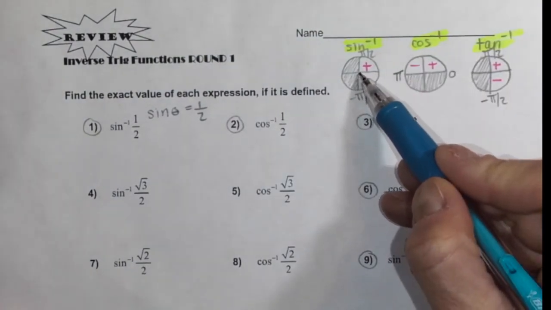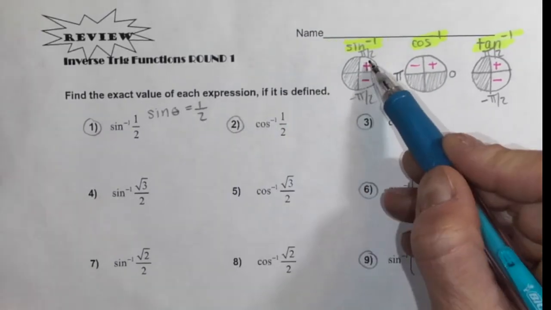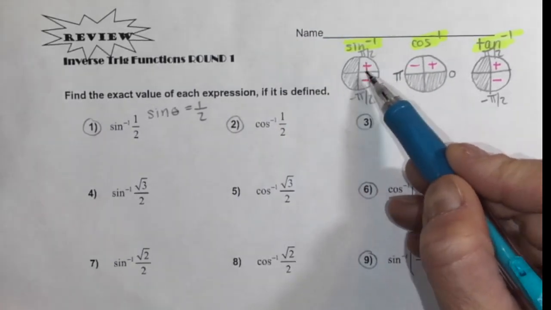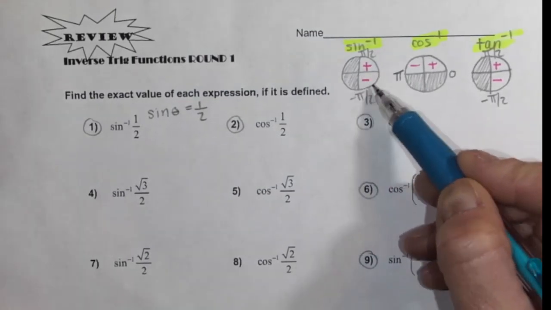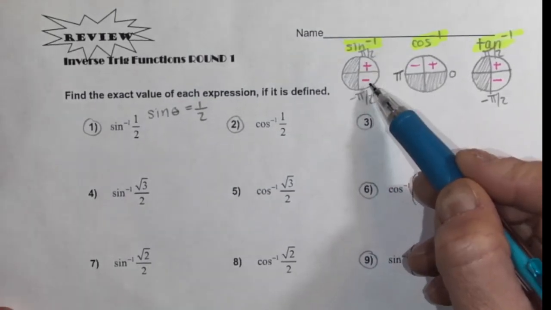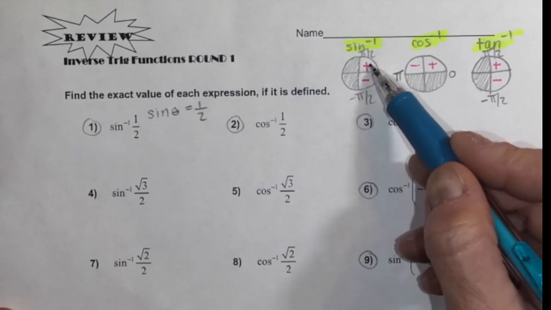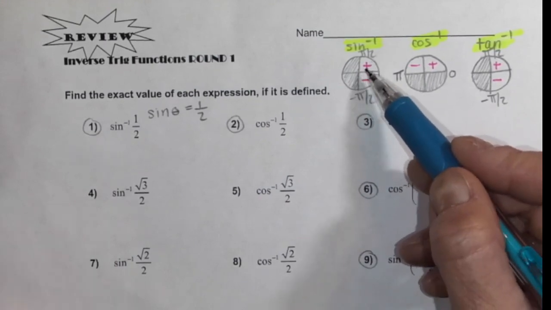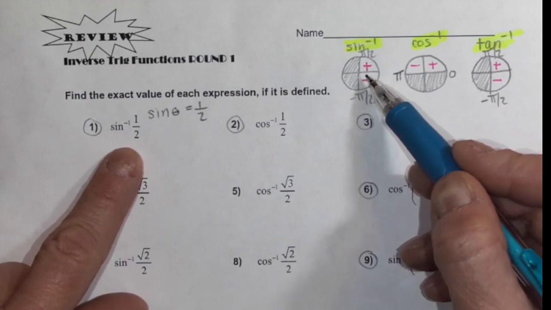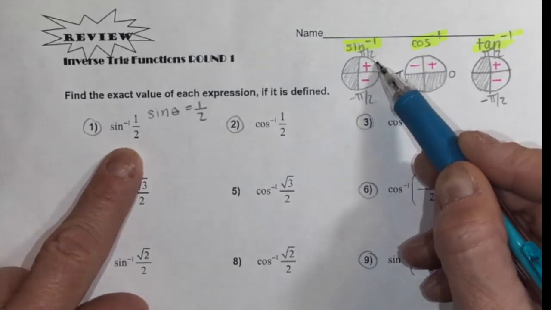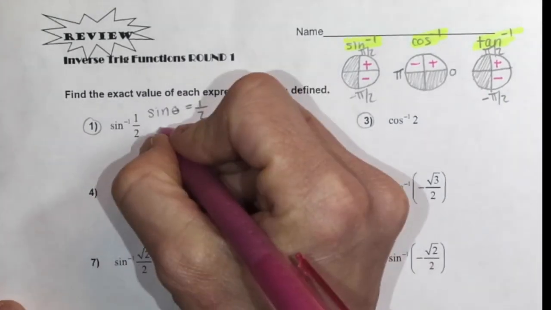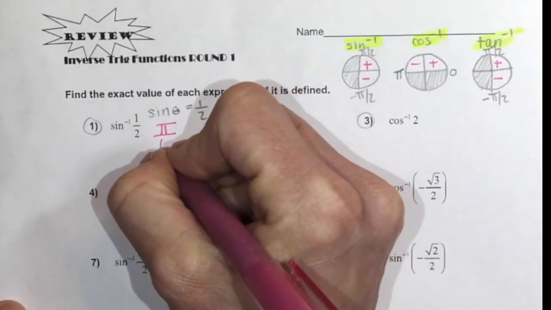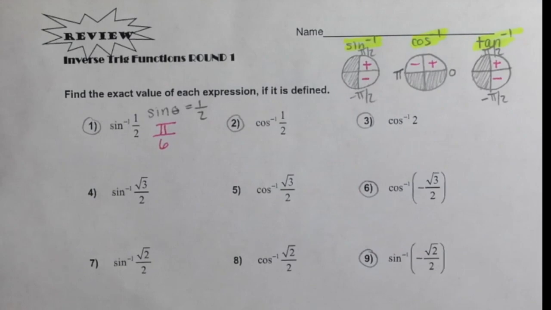And typically, sine is positive in the first and second quadrants. So it'd be pi over 6 and 5 pi over 6, but we're only concerned with sine inverse being in the fourth and first. So when the ratio is positive, that's what this means right here. The answer is going to be in the first quadrant. So sine inverse of 1/2, going backwards, is just pi over 6.